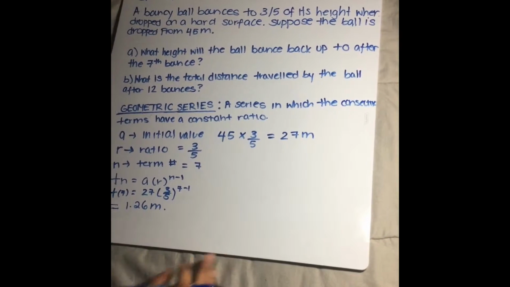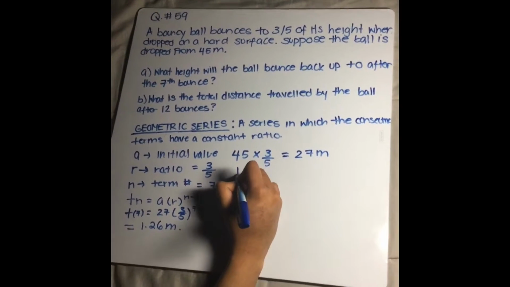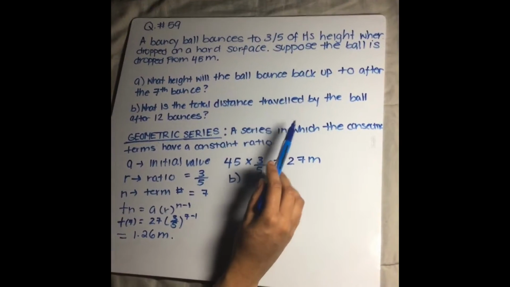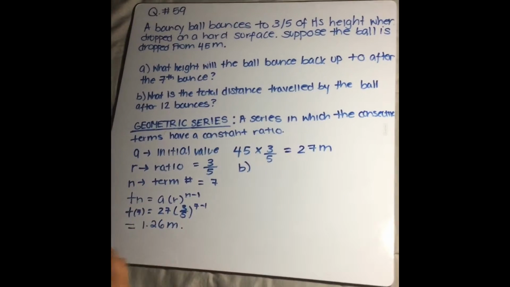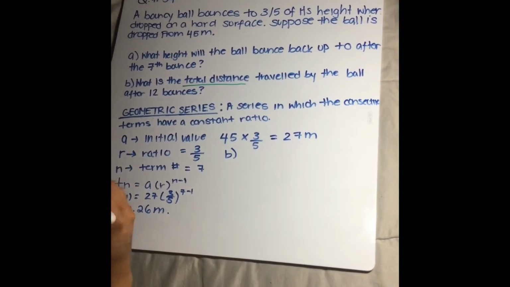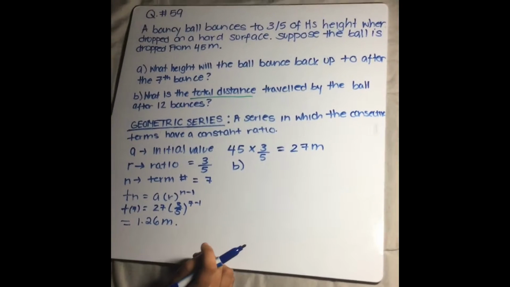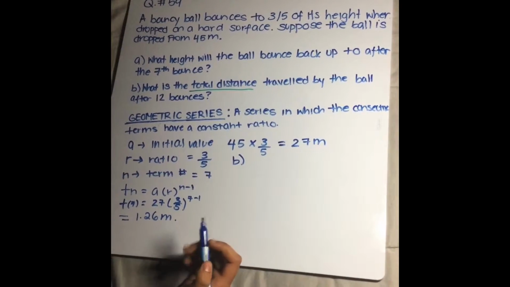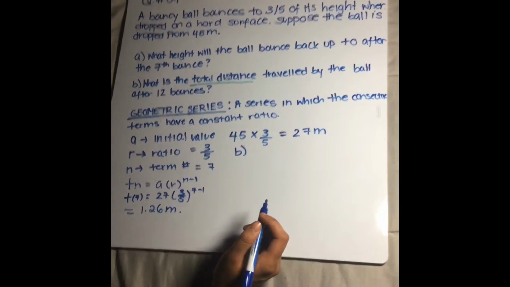And then moving on to part B, it's asking what is the total distance traveled by the ball after 12 bounces. Because they're asking for the total distance, we know that we have to use the formula for the sum of a series, which is the one with Sn and not the one we used earlier. So we're going to jot that down.